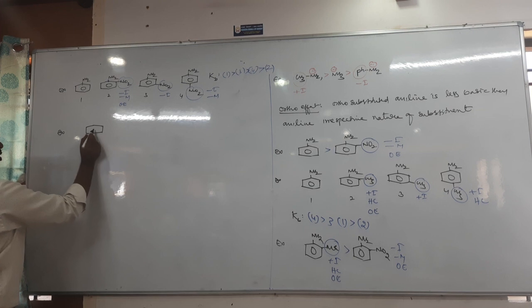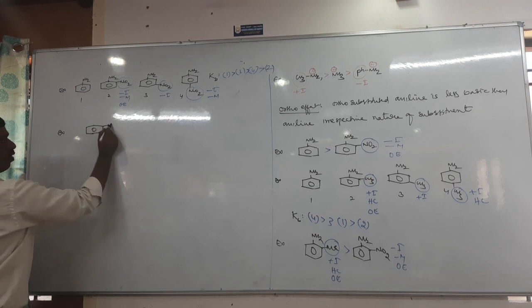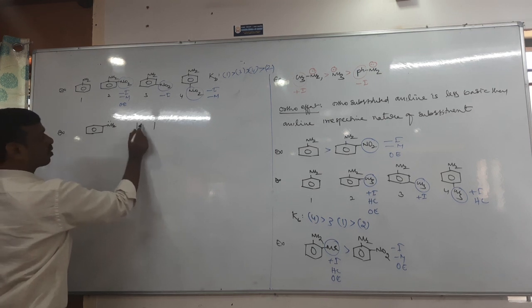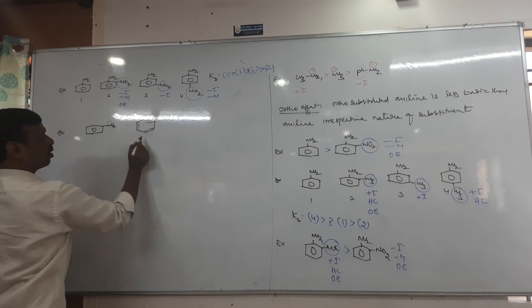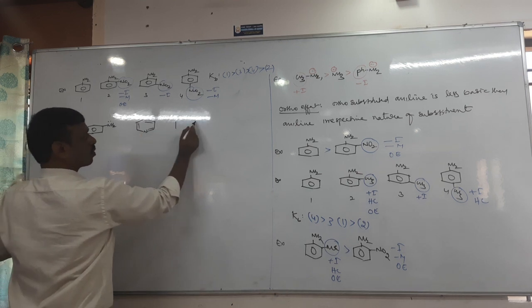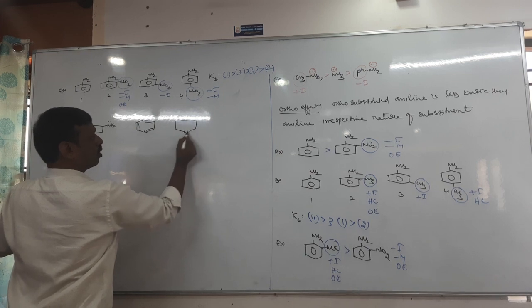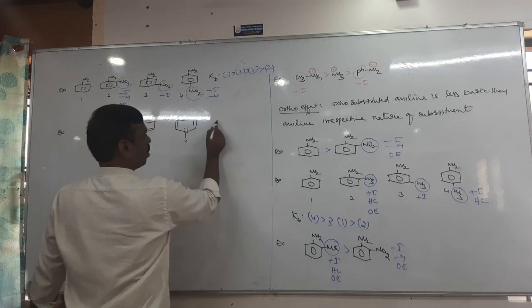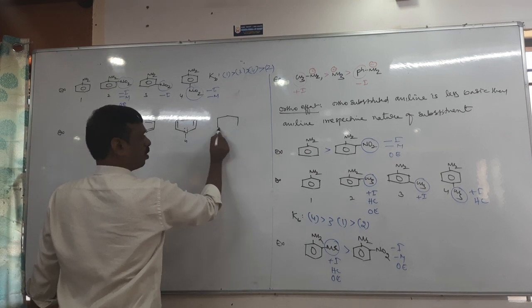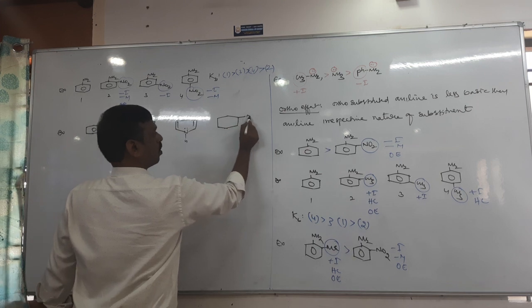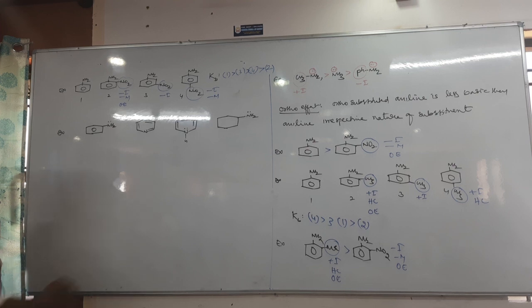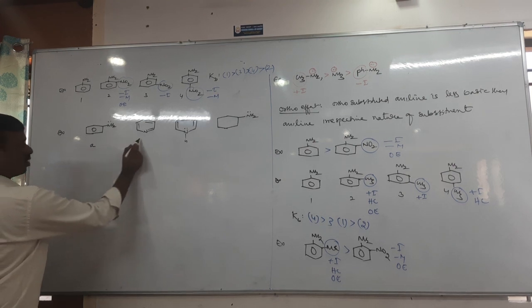This question I have already given once. Aniline, pyridine, pyrrole, cyclohexanamine. What is the order of basic strength?